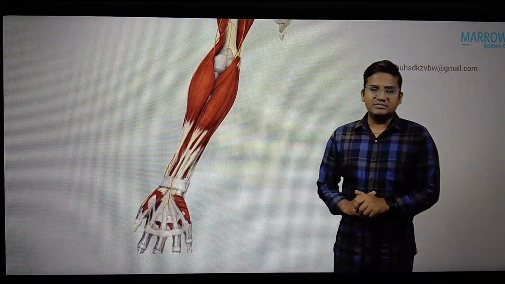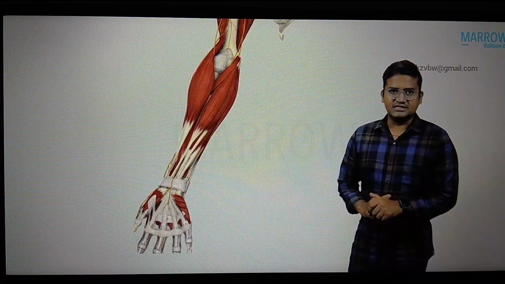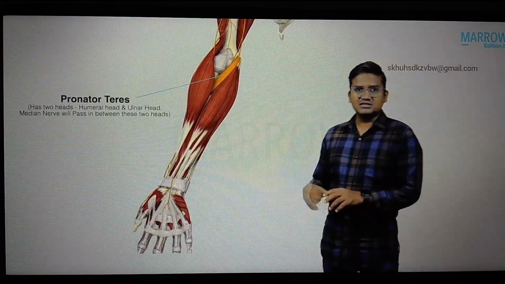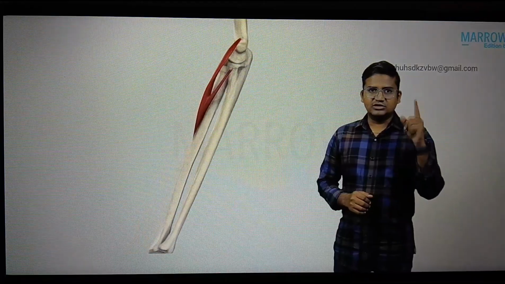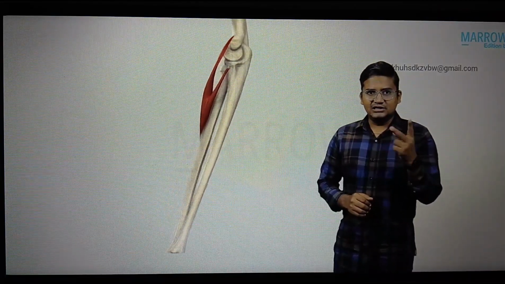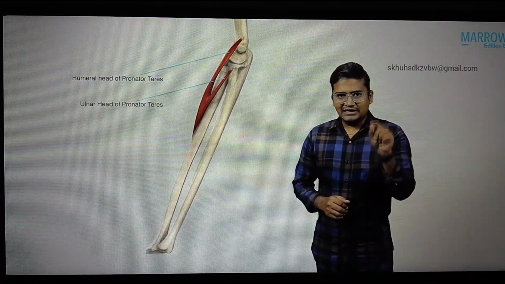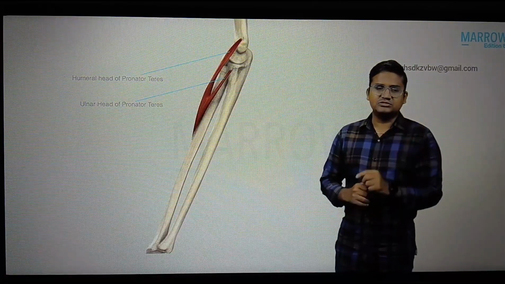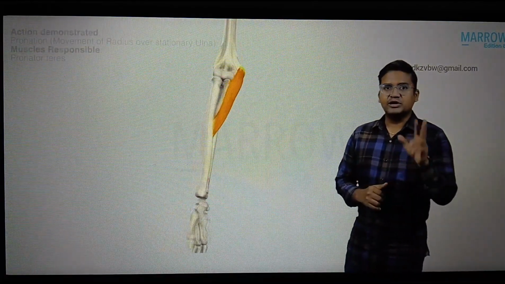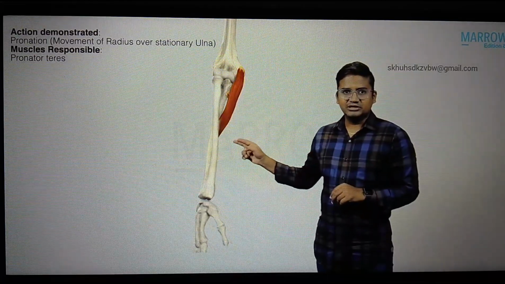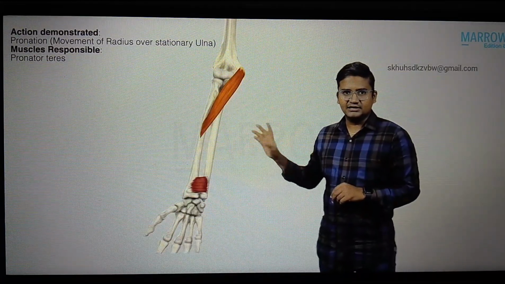So now we're going to see the animation for the median nerve. Right. Now see the muscle, that is our pronator teres muscle, having two heads, humeral head and ulnar head. Between the two heads you have a gap. In that gap the median nerve will pass through and enter the forearm. What is the action of pronator teres? Pronation movement. See the video? Movement of radius over stationary ulna.